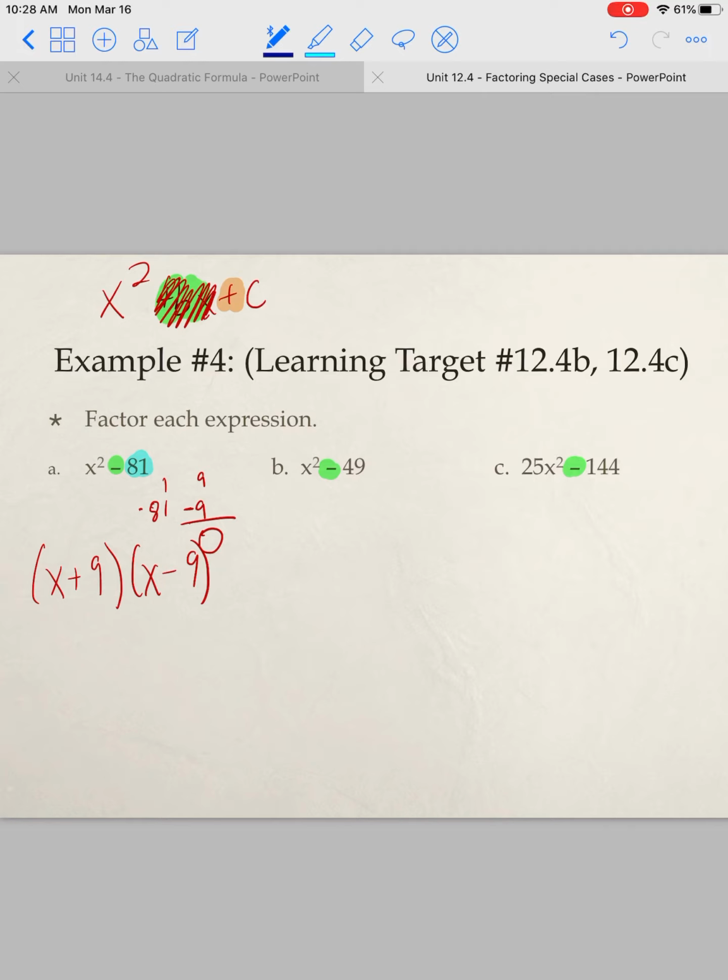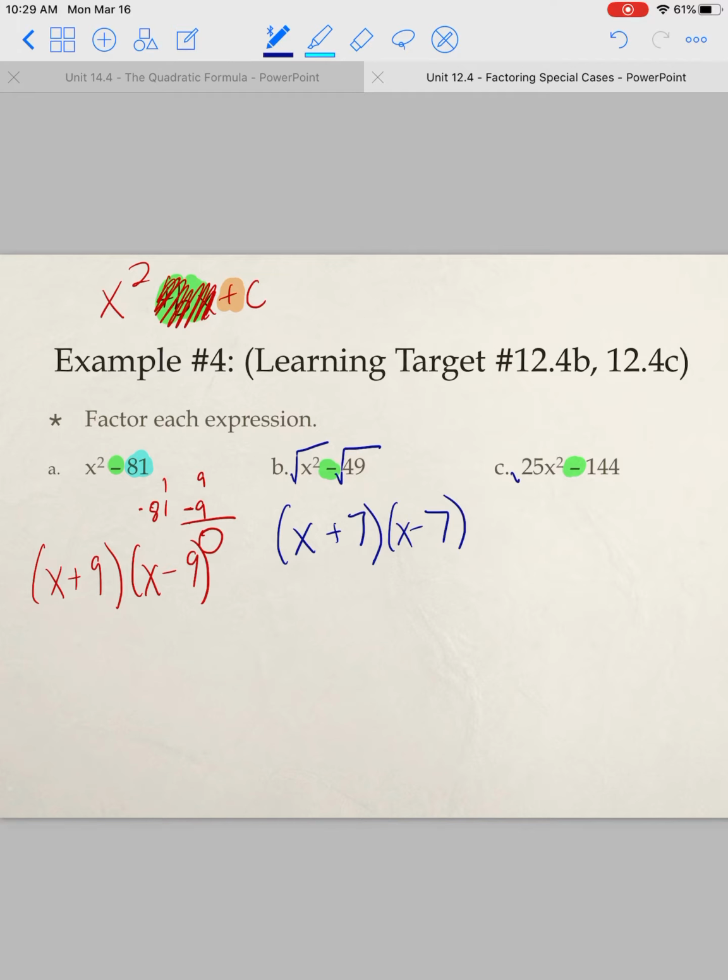All right, this is a little rule that you can use for questions like this, okay? All I need to do is take the square root of each of these numbers, right? Square root of x squared is x. Square root of 49 is 7. Remember, you're just going to have one that's positive and one that's negative. It's that simple. Okay, these truly are that easy.